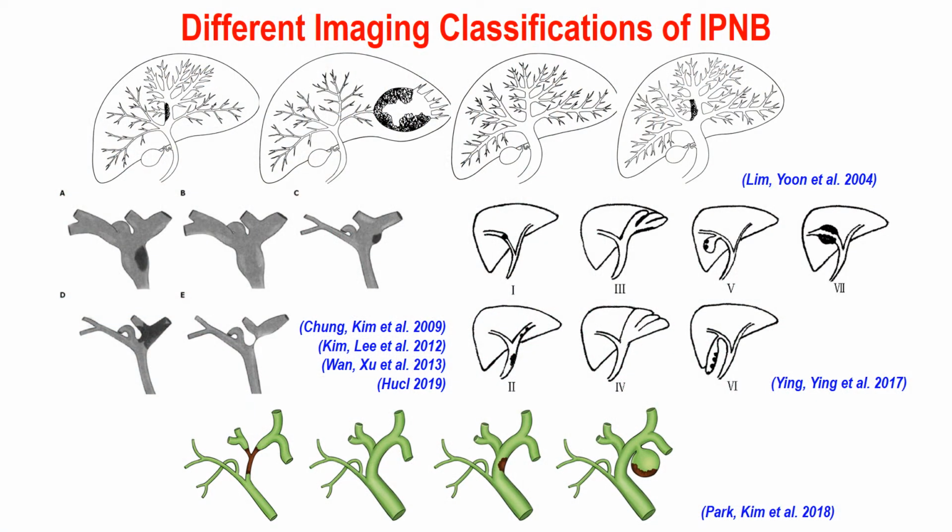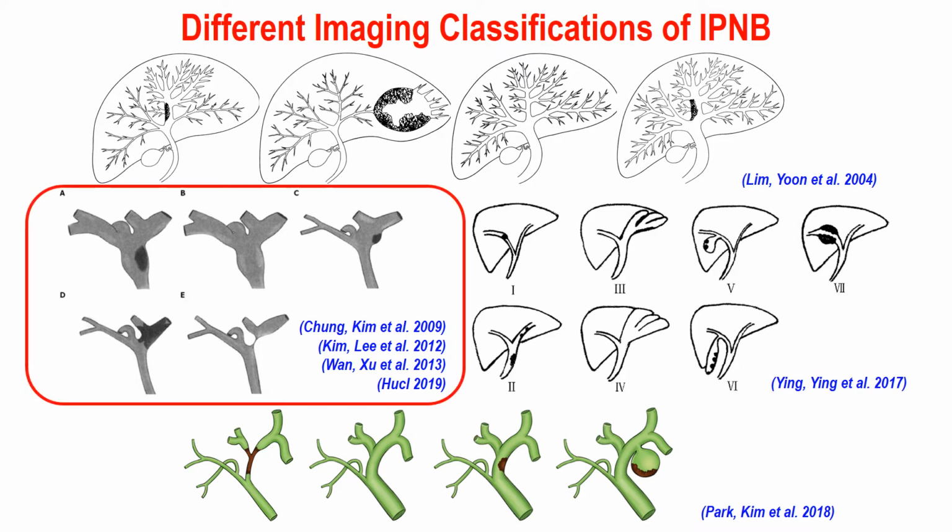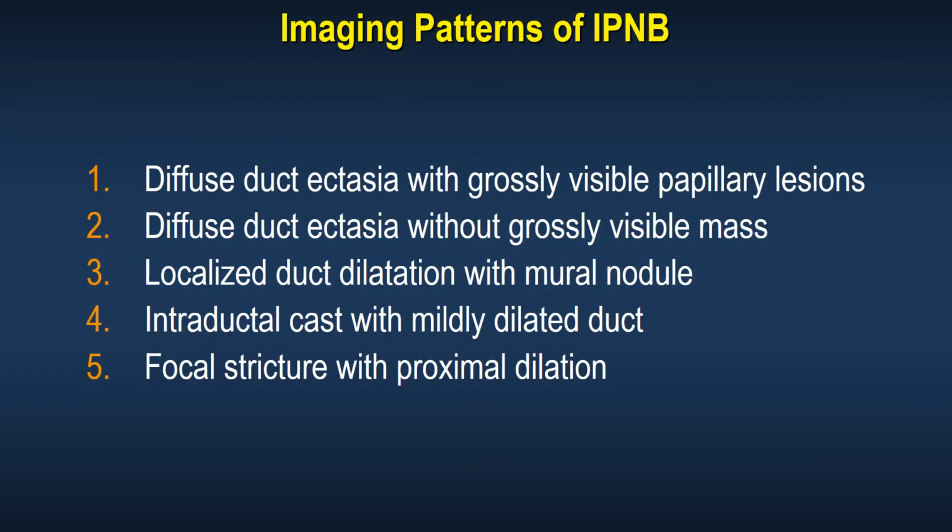IPMB is an interesting disease that can show various imaging patterns. Several authors have suggested different types of imaging findings. Here, we'll explain according to the 5 types of classification method. Imaging patterns of IPMB can be classified into 5 types as follows.